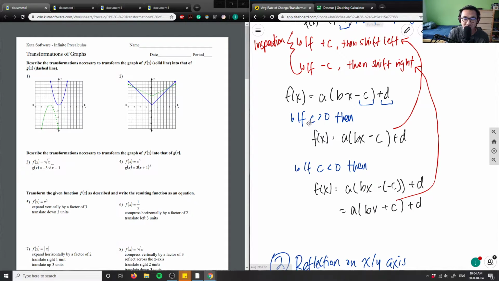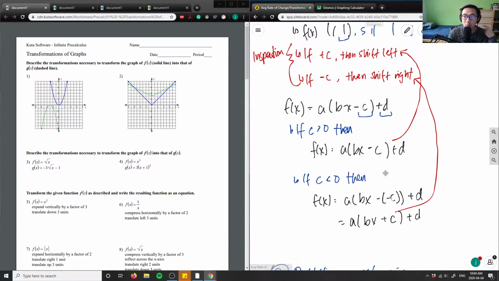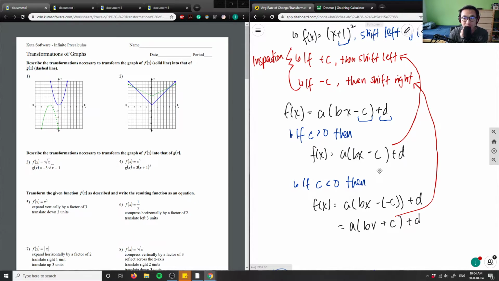So if c is greater than 0, then I would get f of x equals b(x minus c). If c is greater, oh, I think I confused this. Sorry, I'm just looking at this. Oh yeah, no, I'm good. If c is negative here, or if c is positive here, it's going to shift left. If c is negative, it's going to shift right.